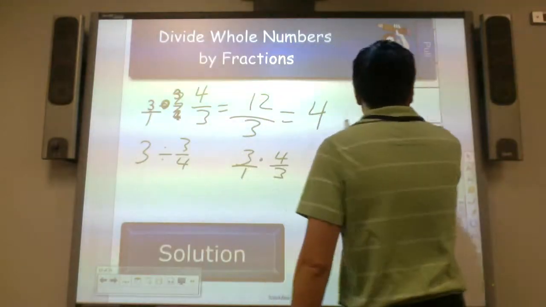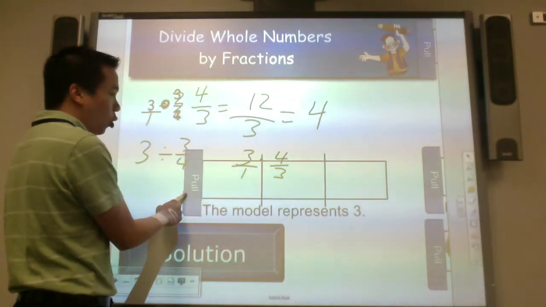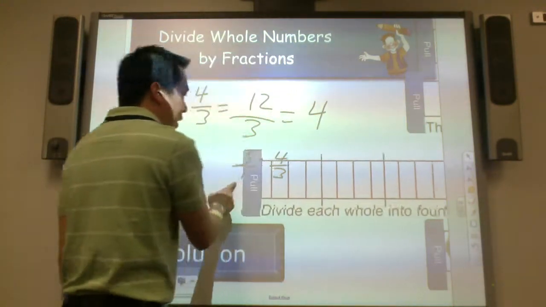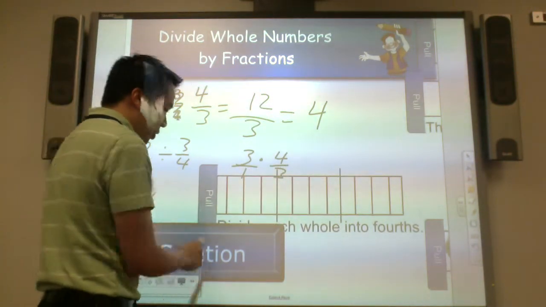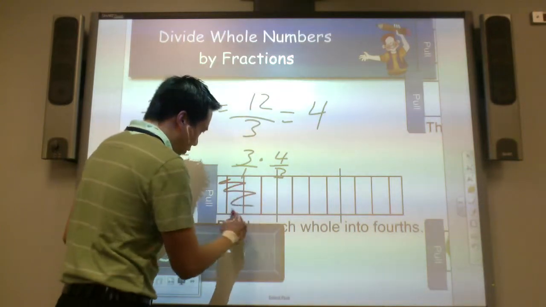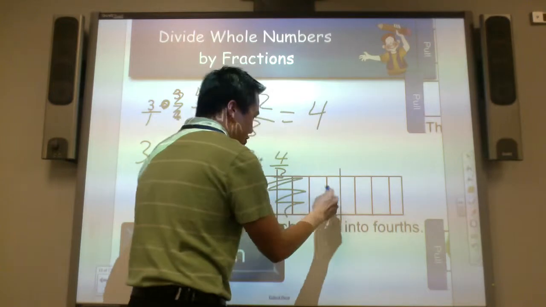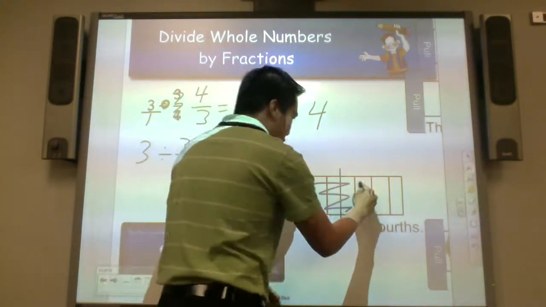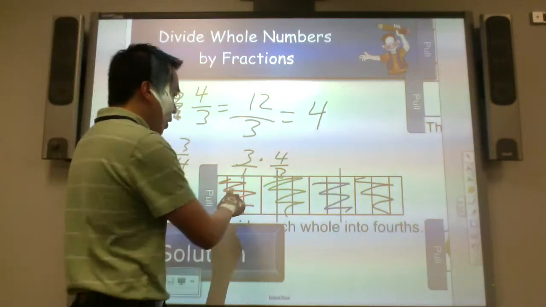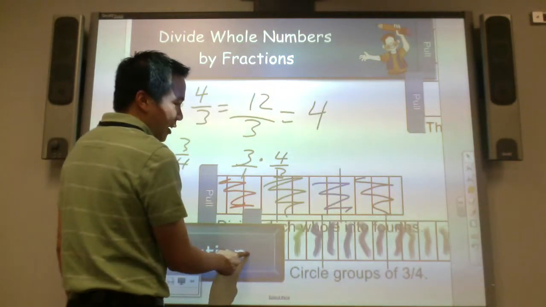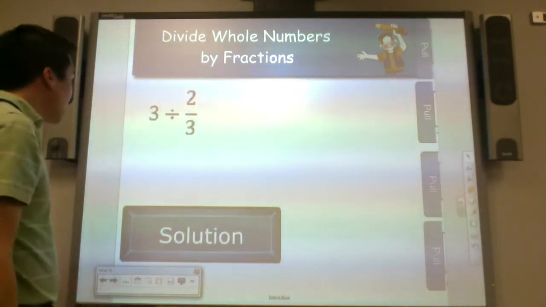So let's pull this. Here's the modeling for those who like modeling. You have 3 whole. It's asking how many 3/4 go into this. Here is 3/4. Here is 3/4. Here is 3/4. And here is 3/4. How many groups of 3/4 go into 3 whole? 4 groups. And the answer is 4 groups. And we got 4. All right, let's try another one.